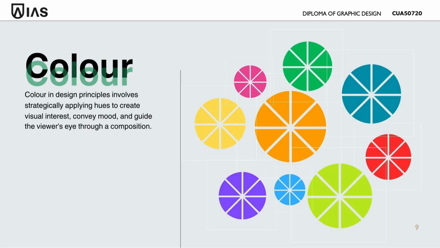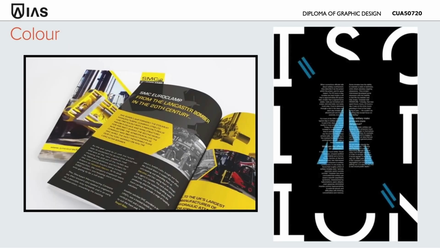Now let's explore the principle of color. In design, color is used purposely, not just to make things look pretty, but to create visual interest, express emotion, and also to guide the viewer's attention through a composition. Let's take a look at these two examples.